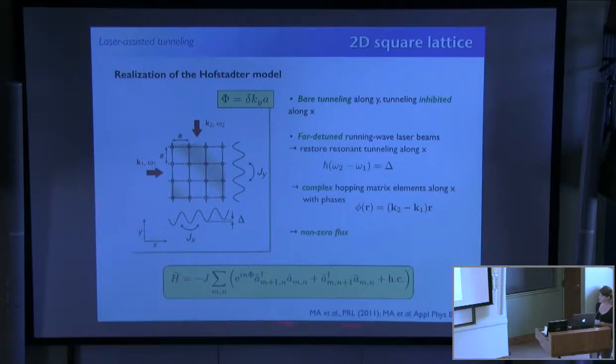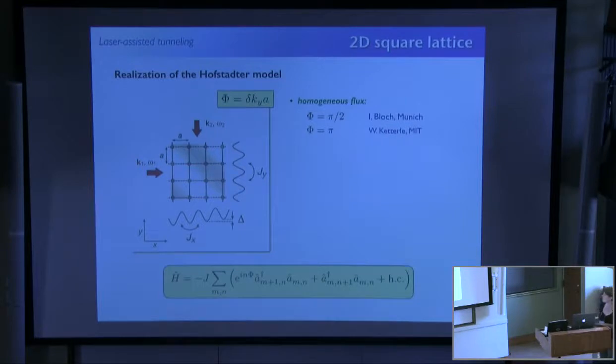And using this technique, we can then realize the Hofstadter model, which is here complex hopping matrix elements along x, and phi is the flux that is penetrating one unit cell of the lattice. And there's real hopping along the y direction. Now, this technique has been implemented in our group in Munich and also at MIT in the group of Wolfgang Ketterle, and we will hear more from Markus Greiner tomorrow, I think, about actually tunable magnetic fields.